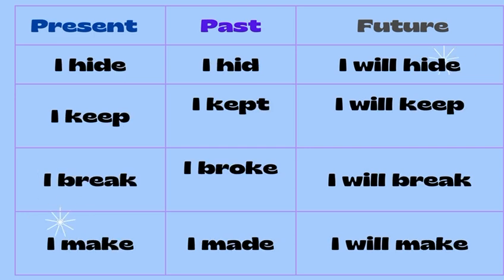I hide for the present tense, I hid for the past tense and I will hide for the future tense. I keep for the present, I kept for the past and I will keep for the future tense. I break for the present, I broke for the past tense and I will break for the future tense is used. I make for present, I made for past, I will make for the future tense.